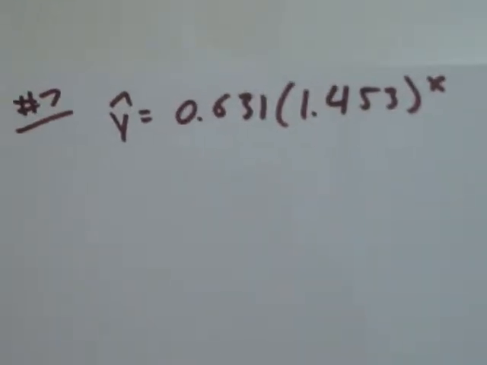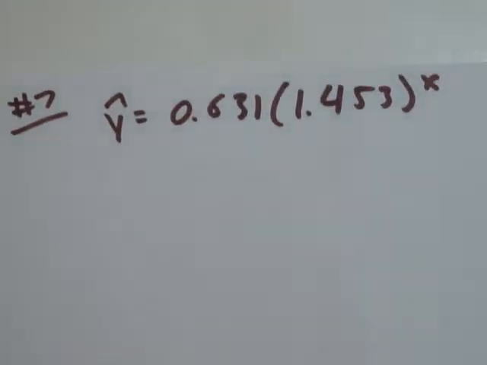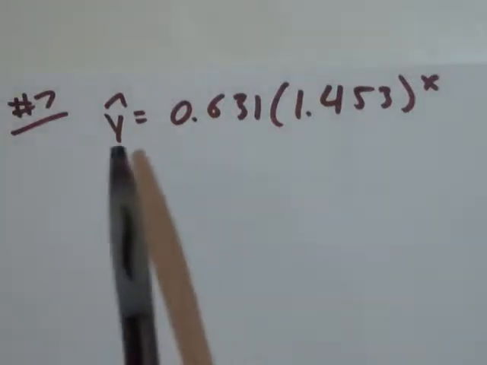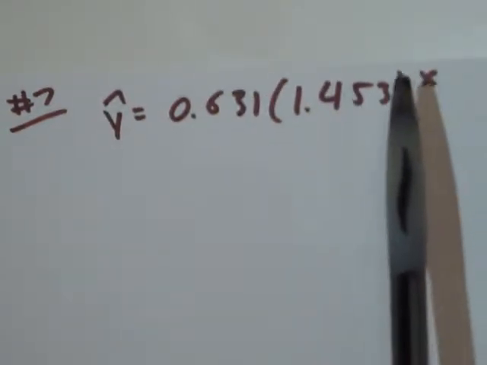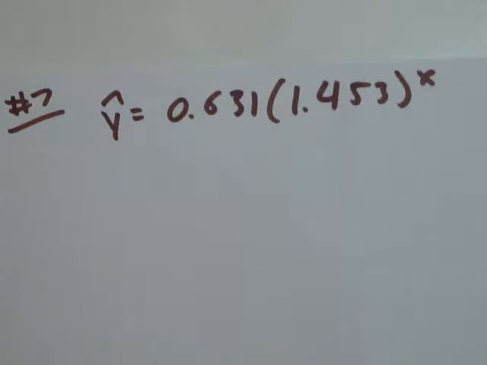Alright guys, so for number 7, they've given us the equation for the curve that they're going to use to summarize the dots or to make predictions about the dots. So here's how it works. We got y hat equals 0.631 times 1.453 to the power of x, right? So that's how we would say that.